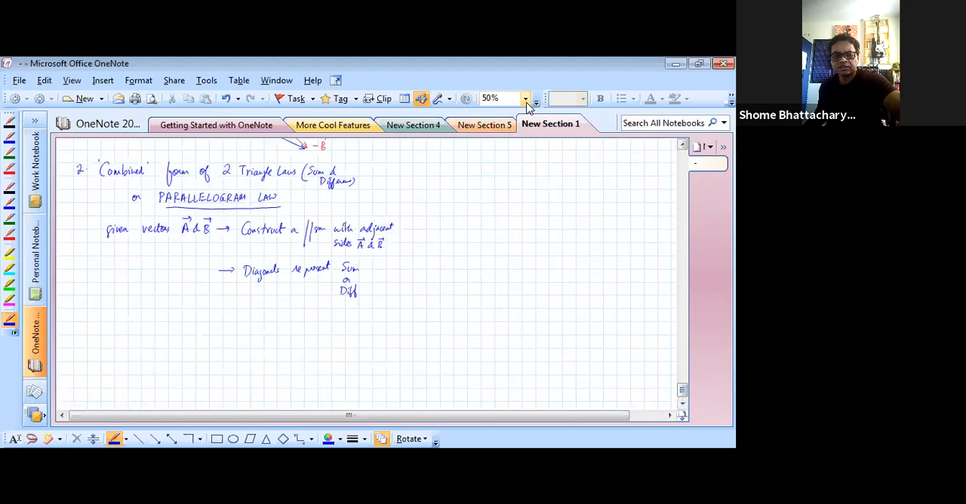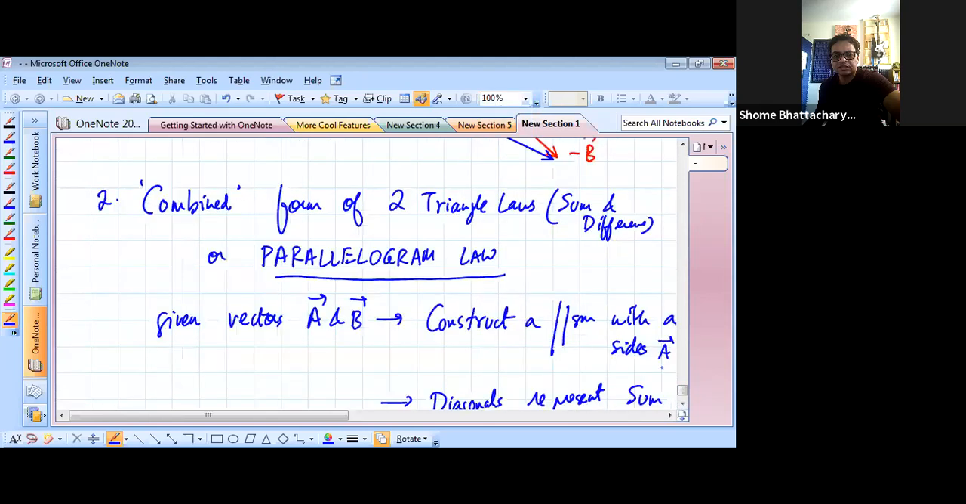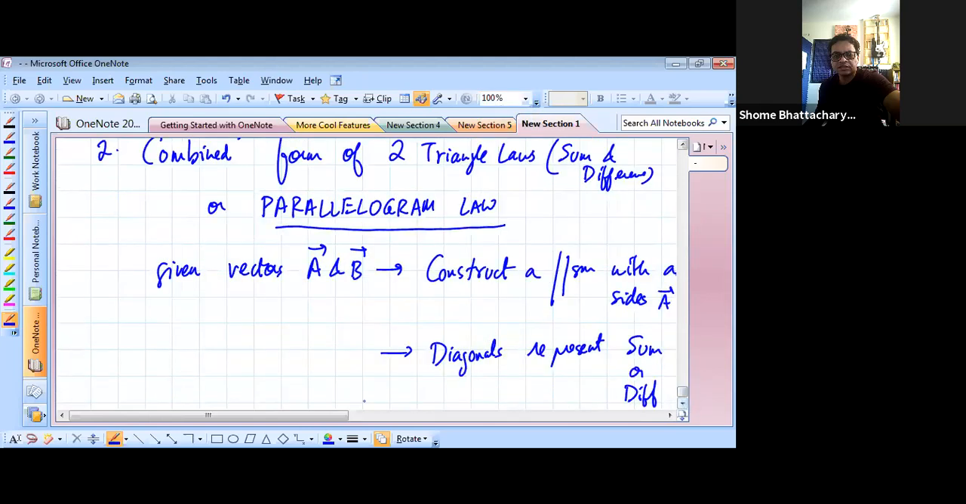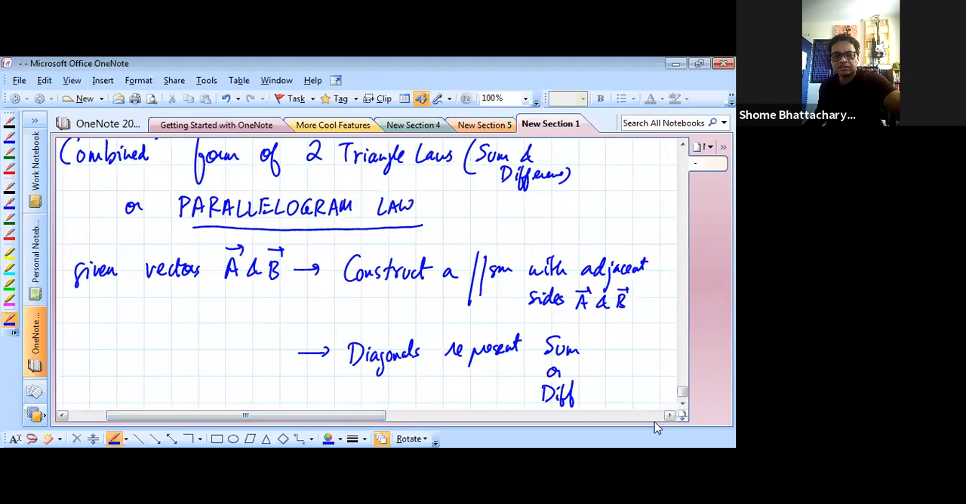Okay, now coming back to this. So you will see that we can combine the two triangle laws into one single law, which is called the parallelogram law of vector addition and vector difference, both in the same thing. So in the parallelogram law, these are the steps that we do.